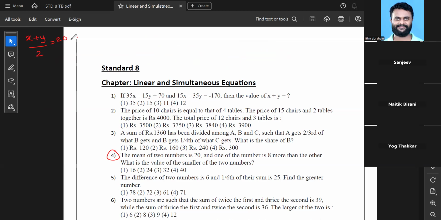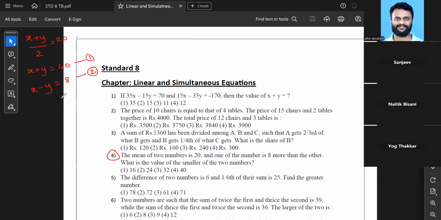When I take it to the other side, I'll get x plus y. 2 comes to the other side, it becomes 20 multiplied by 2, it becomes 40. This is my first equation. And the second equation they have said one of the numbers is 8 more than the other, which means the difference between them, x minus y, is equal to 8. This is my second equation.